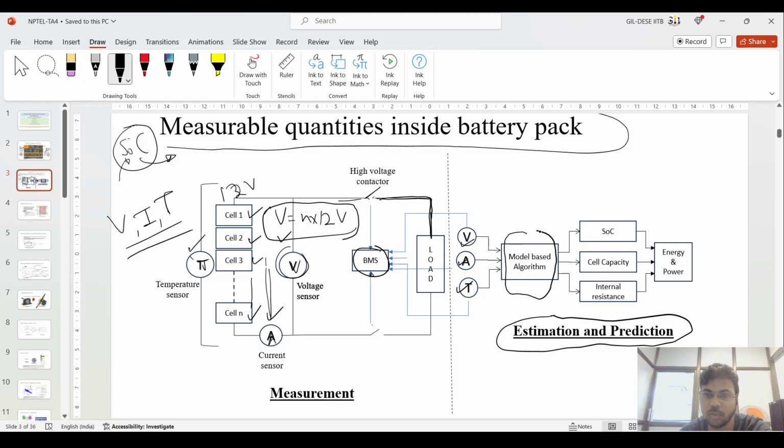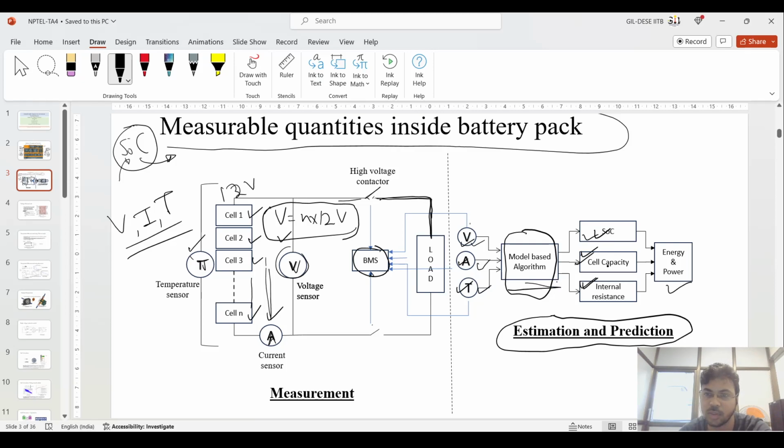If you see the right side part, the estimation and the prediction part, you must have a certain model based algorithm to predict the SOC, cell capacity and internal resistance, that is further used for this energy and power calculation. The main idea of this slide is that you cannot measure all the things in your system. You cannot measure this voltage, you cannot measure this SOC, cell capacity or internal resistance directly.